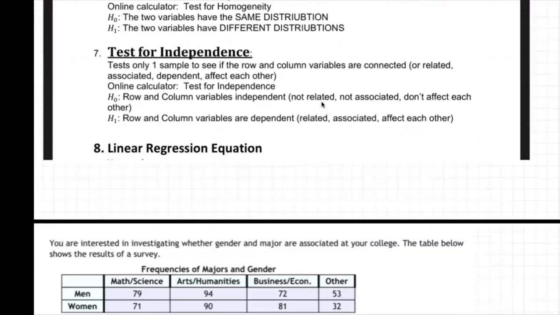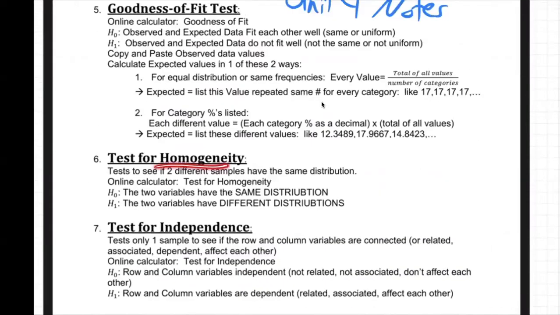And by the way, you might think, well, how do you know it's not homogeneity? It looks really close to homogeneity. Well, homogeneity tests to see if two different samples have the same distribution, whereas independence is one sample. So the question is to know whether it's homogeneity or independence.